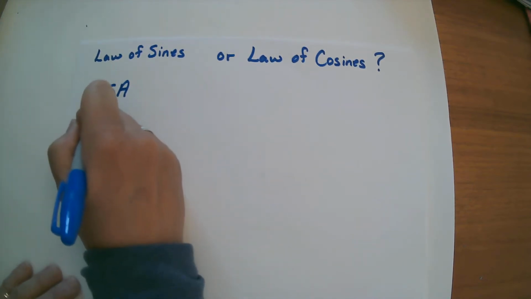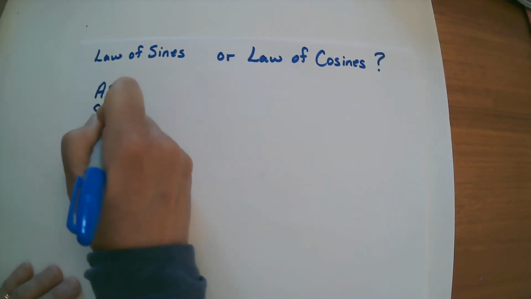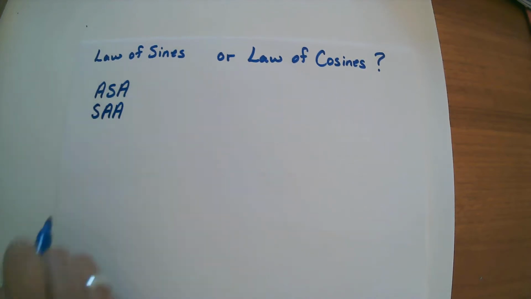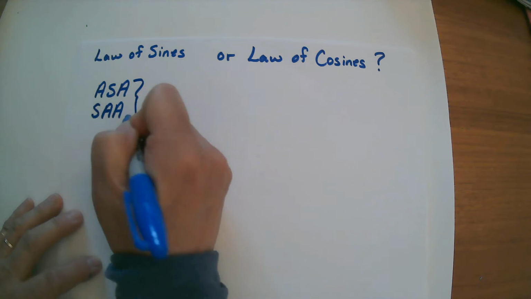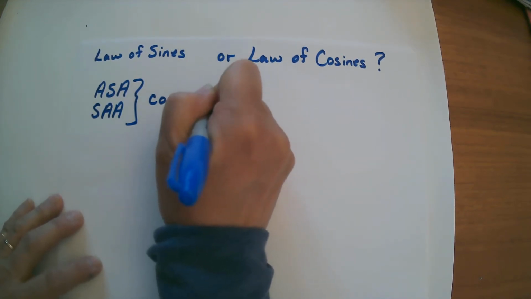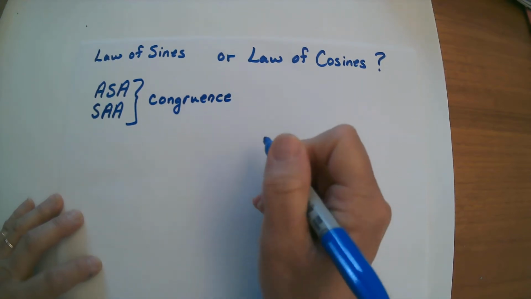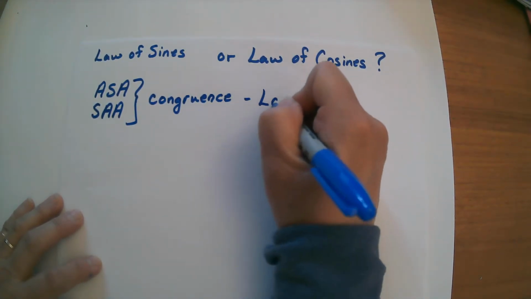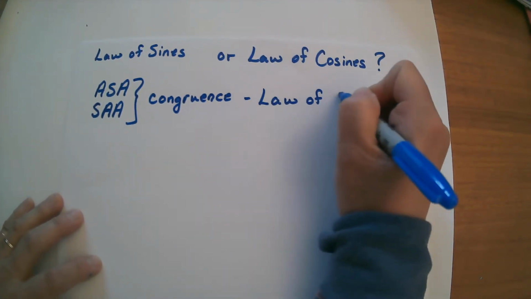Similarly, if they're given a side and two angles, and this time the side is not in between the angles, that would be a congruence as well. In other words, everybody's triangle would look the same. And you could solve that triangle using the law of sines.